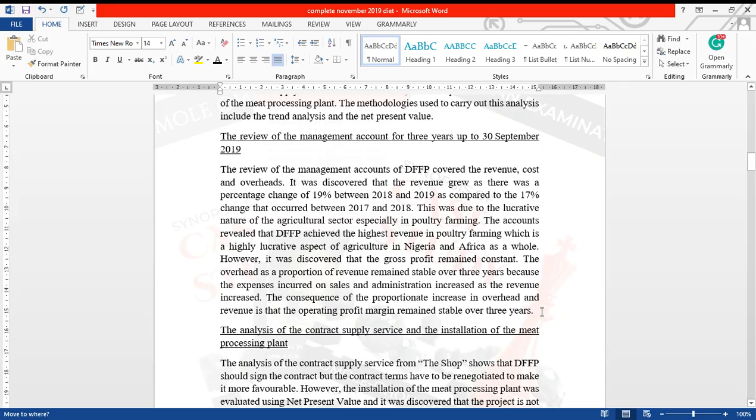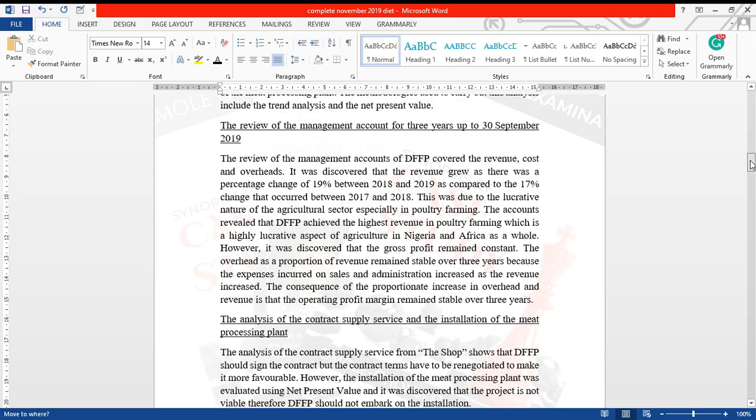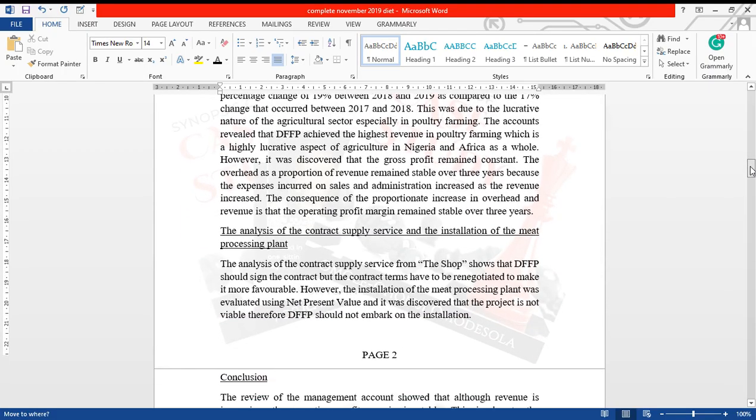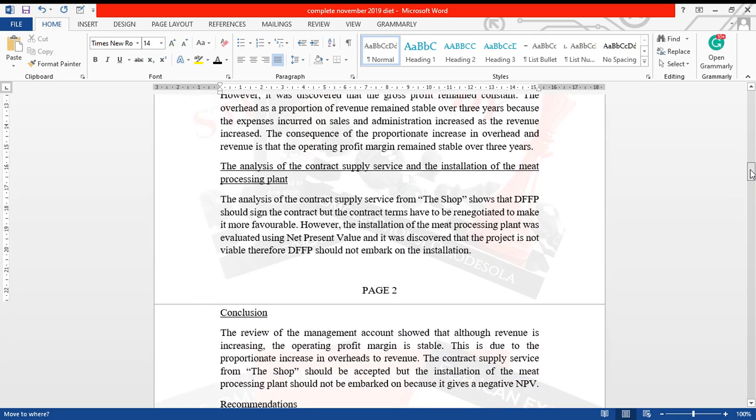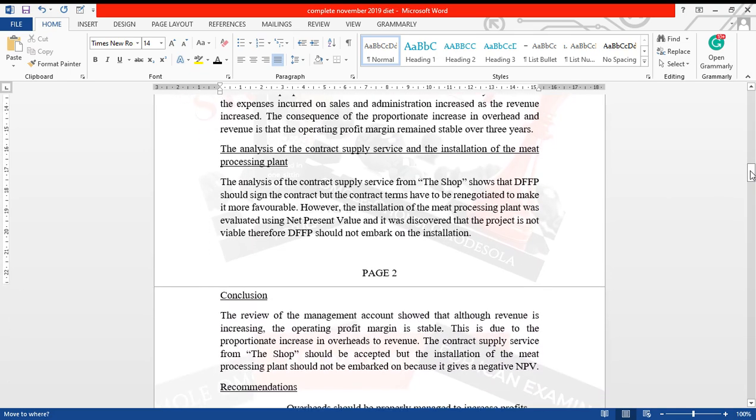So you add a bank overdraft, because they also told us to talk about bank overdraft, so you can just add it as well. Now, the next one that we talked about was the analysis of the contract supply service and installation of the meat processing plant, right? So you talk about it. The analysis of the contract supply service shows that DFFP should sign the contract, but the contract terms have to be negotiated to make it more favorable. However, the installation of the meat processing plant was evaluated using net present value, and it was discovered that the project is not viable. Therefore, DFFP should not embark on the installation.